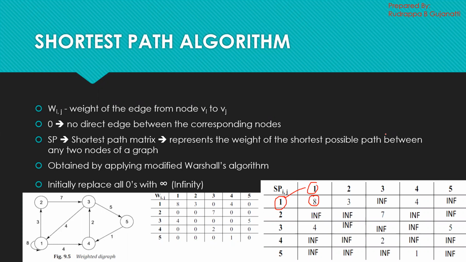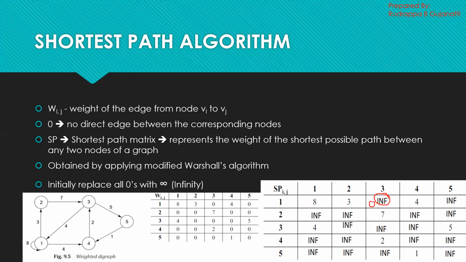So whether I'll be able to reach still with a lesser cost. That is what I have to check out: whether I'll be able to reach 1 to 3 with a cost which is less than this value, that is infinity. So that is what we have to check out for. So for that purpose, you are updating this with infinity.